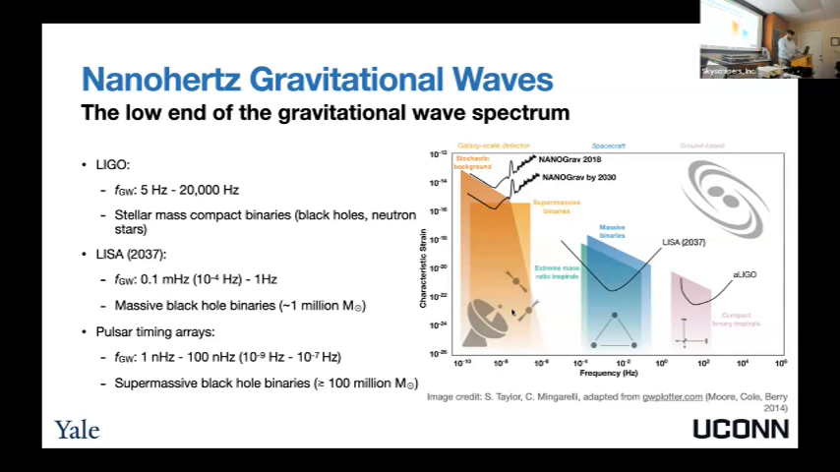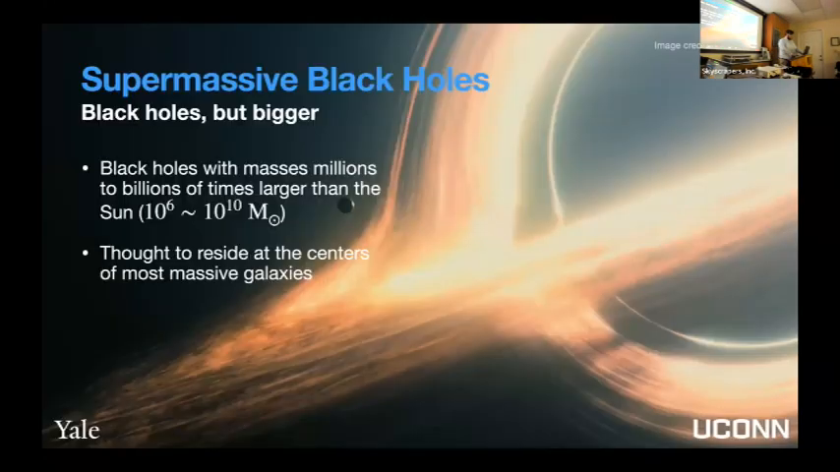Before we get further into the gravitational waves though, I just want to give you a little bit about supermassive black holes and supermassive black hole binaries. Supermassive black holes are a lot like what they sound like. They are black holes, but much, much bigger. They can have masses millions to billions of times the mass of our sun. And we think that they reside at the centers of most massive galaxies in the universe, including our own. The Milky Way has a supermassive black hole at its center called Sagittarius A star.